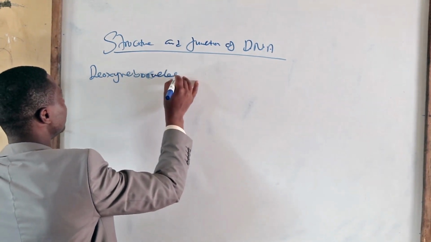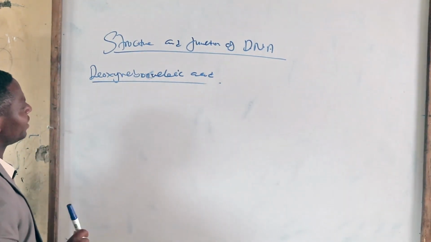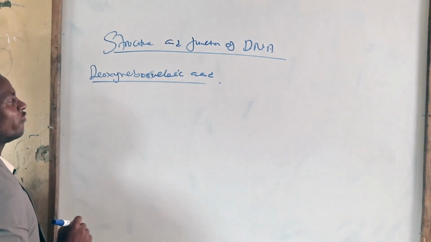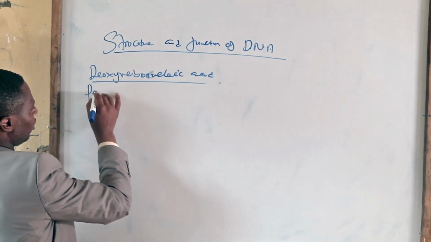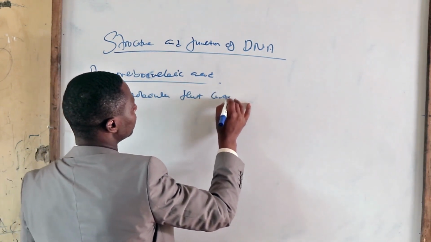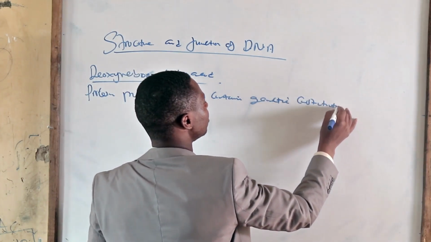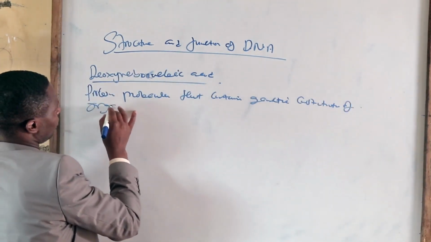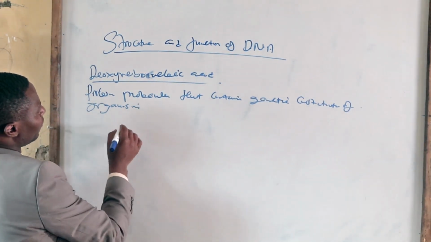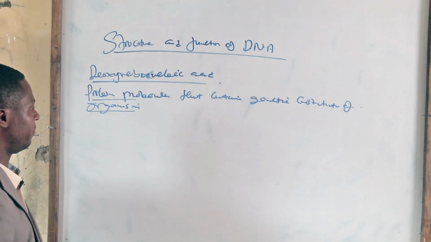Now, DNA is the protein molecule that contains the genetic constitution of any organism. It is a protein molecule that contains the genetic constitution of an organism. That is what we call a DNA. Now, before we look at the function of a DNA, let us look at the structure of a DNA.